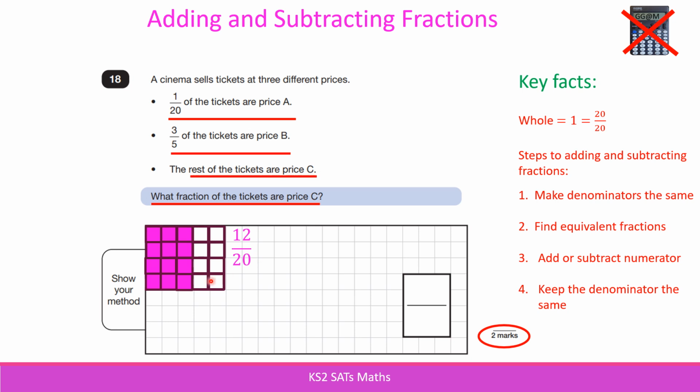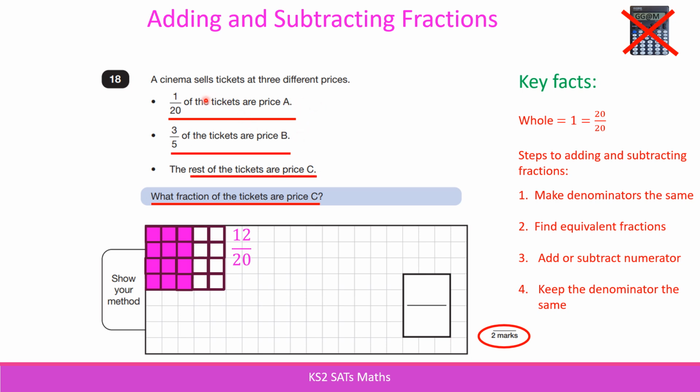Now without drawing the diagram, you could have said 5 times by 4 is 20, 3 times 4 is 12, so 12/20 is the same as 3/5. It is an equivalent fraction. Now we've got to work out what fraction of tickets there are at the front and at the middle, or for the price A and for price B.